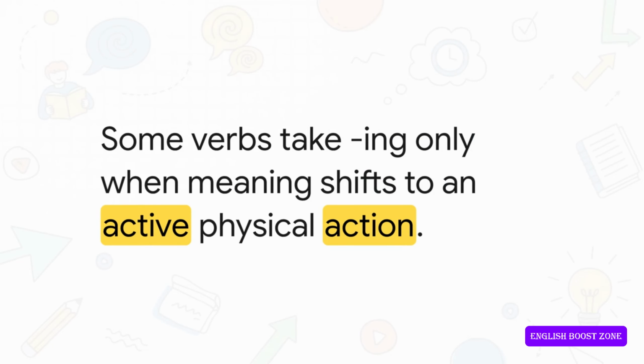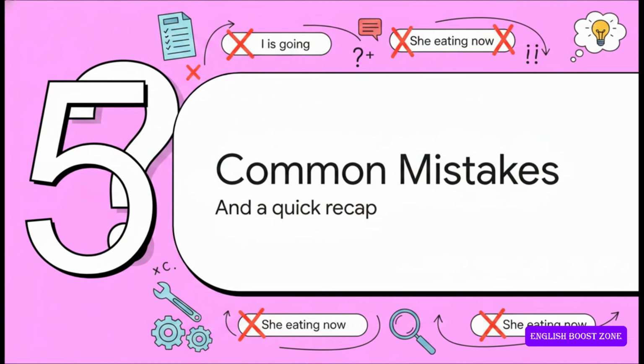But wait, because there's an advanced twist here that will put you a level above everyone else. Some of these verbs actually can take an ing, but only if their meaning completely shifts from a passive state to an active physical action. Let's look at the verb have. If you say I have a laptop, that is possession. It's a state. But if you say I am having lunch, you are actively eating. Same thing goes for think. Saying I think you are right is just stating your opinion. But saying I am thinking about my future describes the active process of your brain working. Pretty fascinating, right?